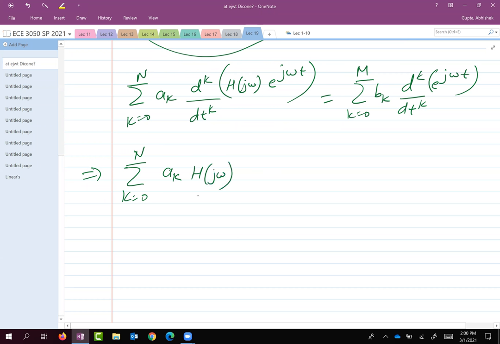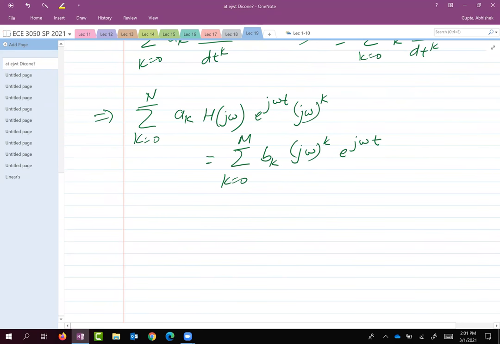Yeah, someone wants to try. It would be e raised to j omega t. Yeah, there should be a j omega raised to k, multiplied by e raised to j omega t. Yeah, okay. And the same thing will happen on the right side as well. I'll have b_k (j omega) raised to k e raised to j omega t.